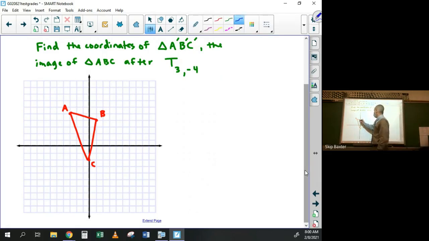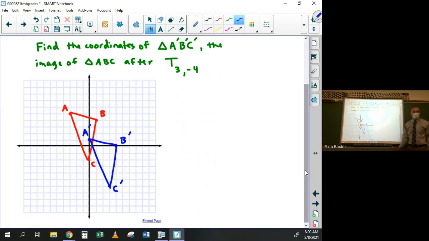So you just do that for each point individually. So I'll start with A. If I move it 3 to the right and 4 down, it ends up here. There's A prime. B goes 3 to the right, 4 down, that's here. B prime. And C goes 3 to the right and 4 down, right here. C prime. And then just make sure that when you're done, you end up with a triangle that's the exact same size and shape as the original. If it doesn't look right, it's not right, okay? Because this is supposed to be, remember, a rigid motion or an isometry. It's supposed to look exactly the same as the original.